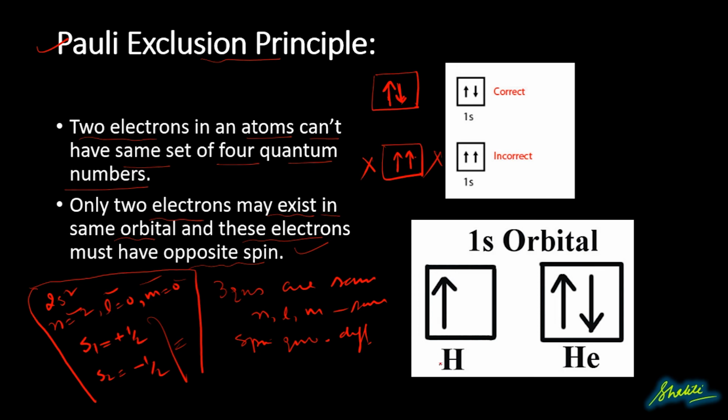Here we can see hydrogen. Hydrogen has 1 electron, so it is filled here. And when we talk about helium, helium has 2 electrons and one is in the clockwise direction and the other one is in the anti-clockwise direction. So now Aufbau's principle.